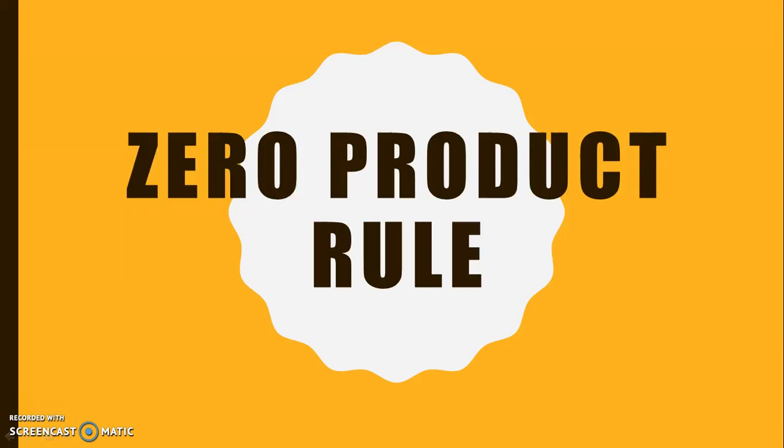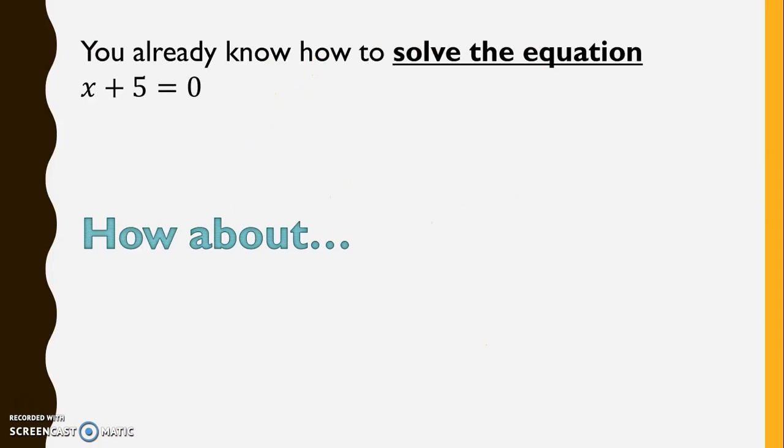In this video, you will learn how to solve quadratic equations using the zero product rule. You already know in Sec 1 how to solve the linear equation x plus 5 equals 0, and thus x is equal to negative 5. How about the equation x squared plus 3x plus 2 equals 0?